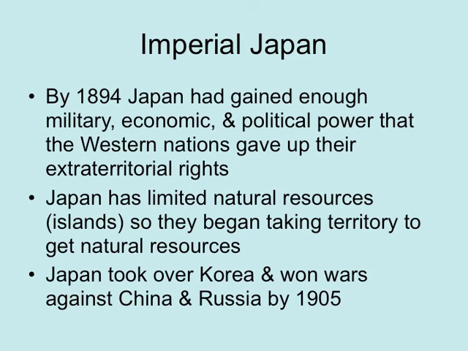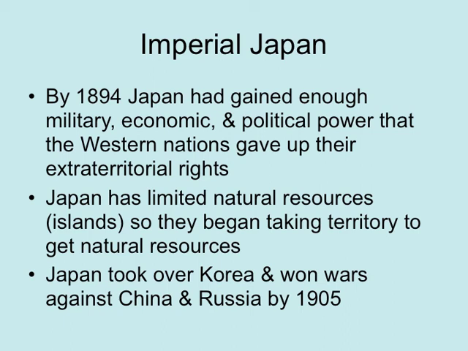All right, so this ends with an imperial Japan. By 1894, Japan had gained enough military, economic, and political power that the Western nations give up their extraterritorial rights. In other words, they start to follow Japanese laws. And a lot of that has to do with the fact that Japanese laws were very similar to European and American laws.